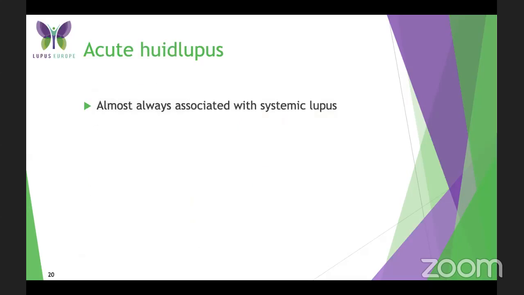So acute lupus is almost always associated with systemic lupus. This means that if people have acute lupus, they should be investigated very well in order to also investigate other organs. For example, are the kidneys involved? Are the joints also involved in these patients? Next slide, please.